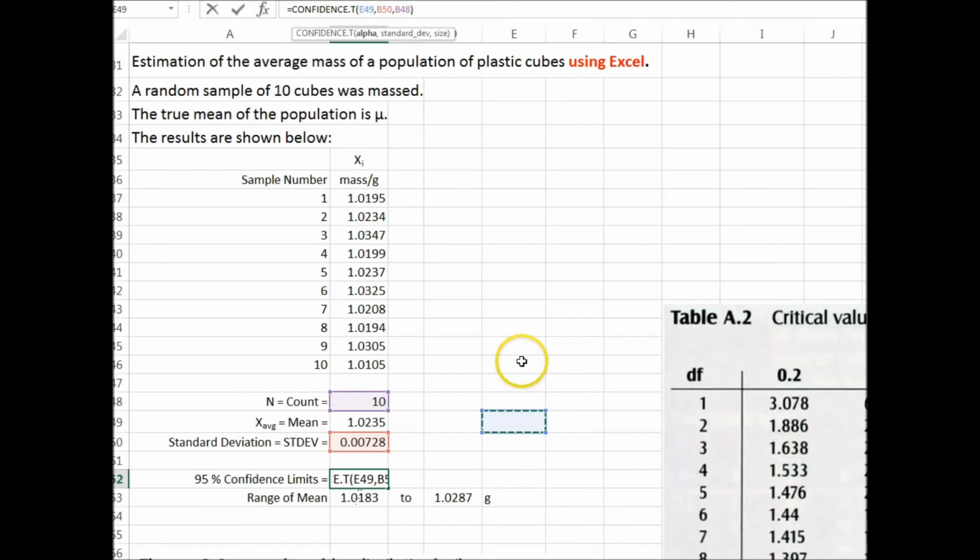So in summary, we've determined the mean and the confidence limit for this set of data.